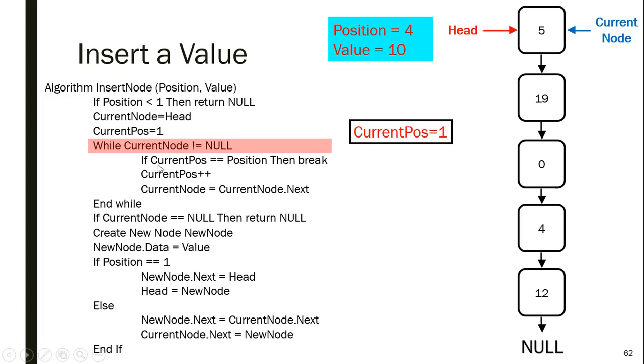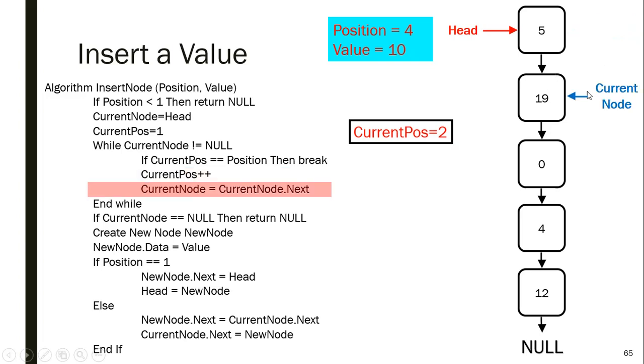And what is it? If current position is equal to position, current position is 1, it has to reach position number 4. No, it is not the case. So it will increase this counter, current position will be 2 and current node will move forward. Still the condition is true and there is not a match between 4 and 2, so current position will become 3 and current node is equal to current node dot next.